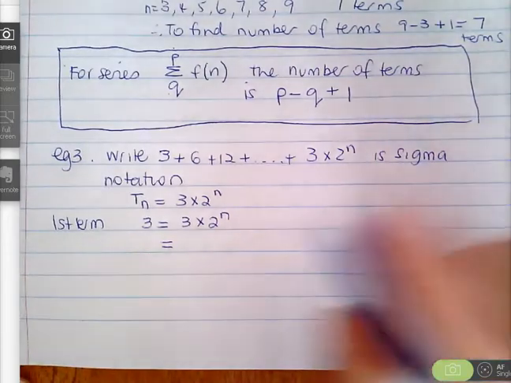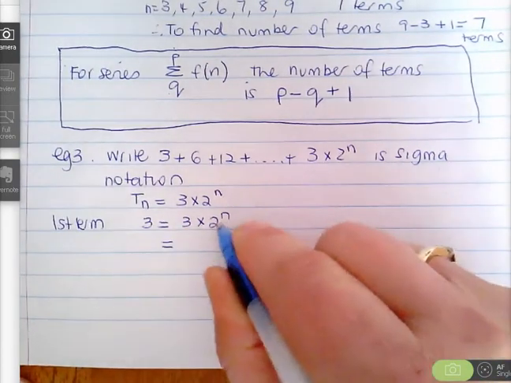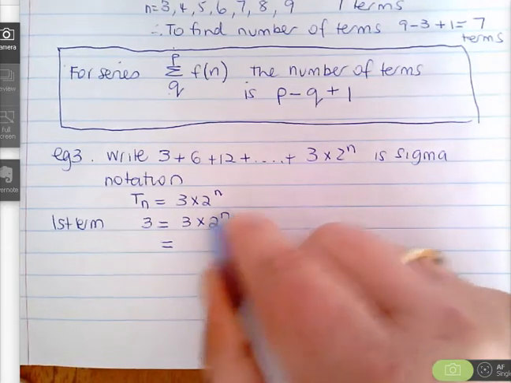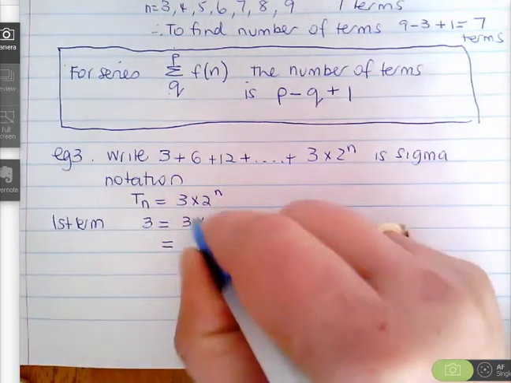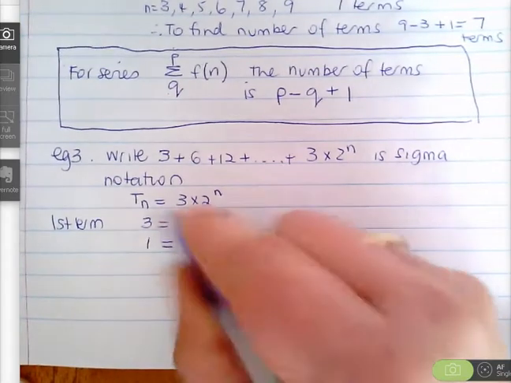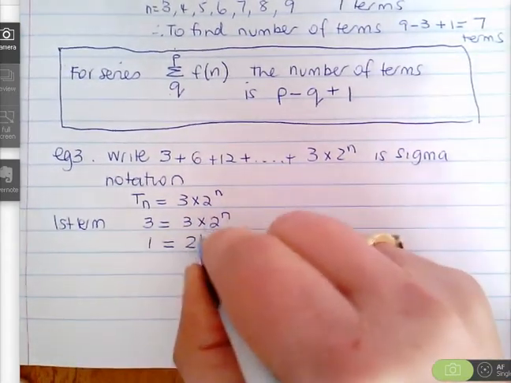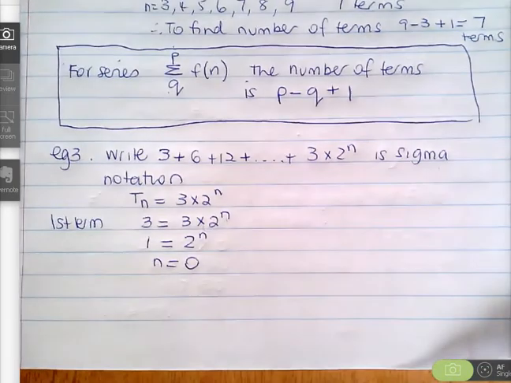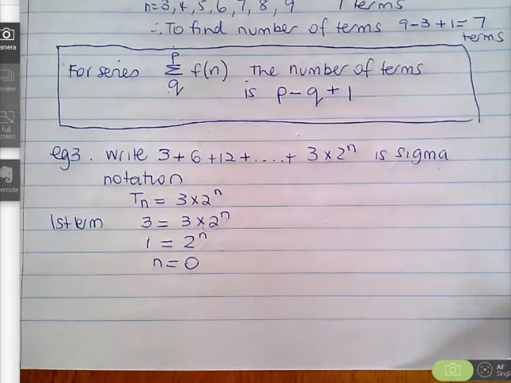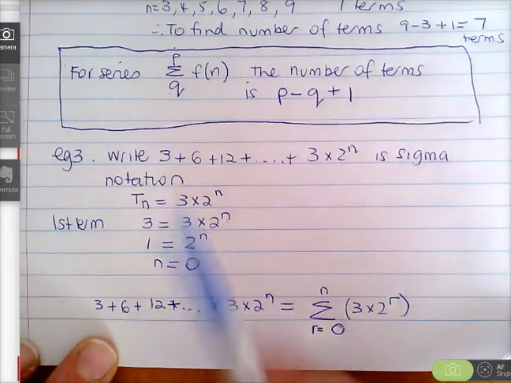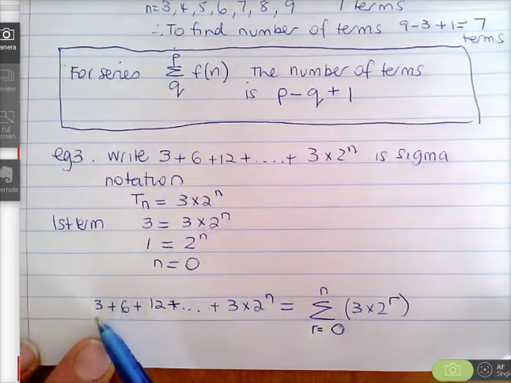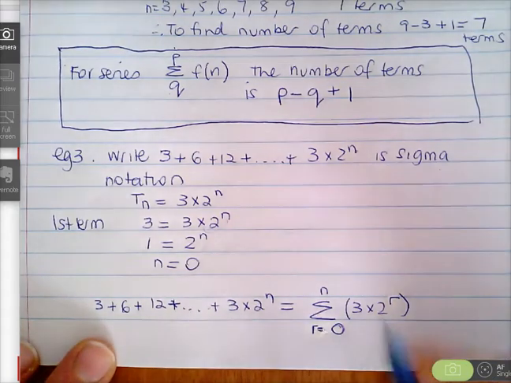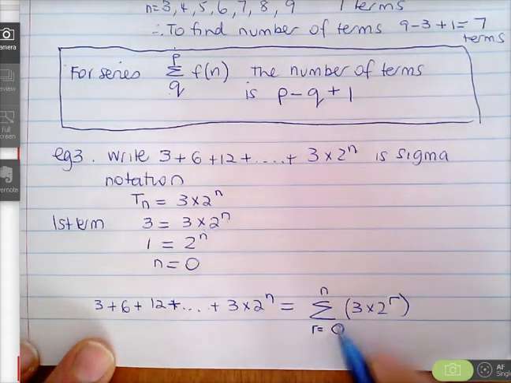Now, to work out what n is, 2 to the power of n is obviously 1. So dividing by 3, we get 3 divided by 3 is 1 equals 2 to the power of n. So this particular series starts with n is 0. So to write this series in sigma notation, 3 plus 6 plus 12 plus all the way up to 3 times 2 to the n, we can't put n equals 0 up to n.